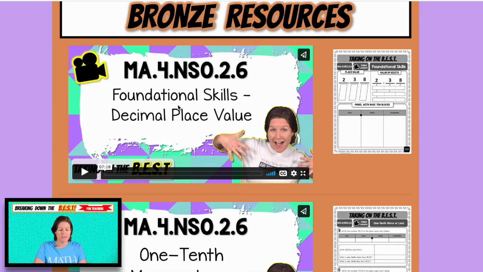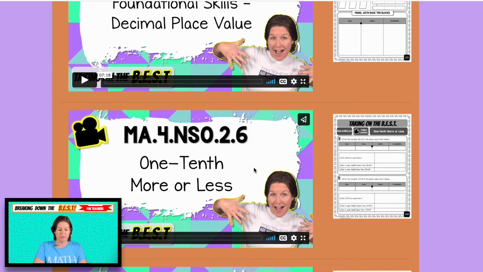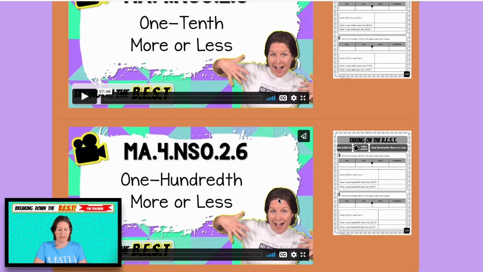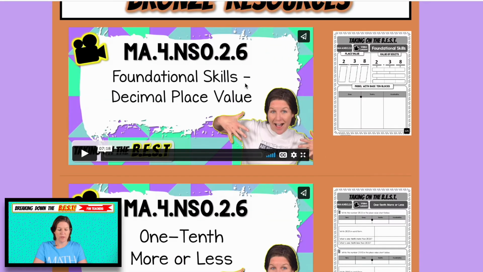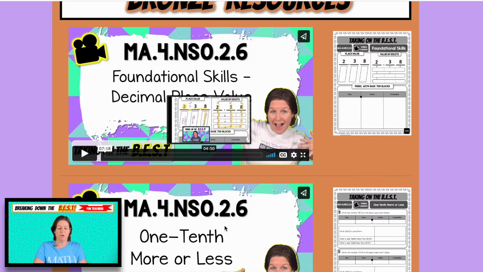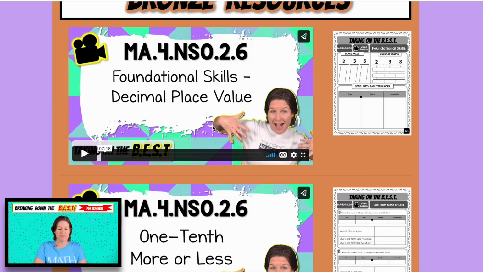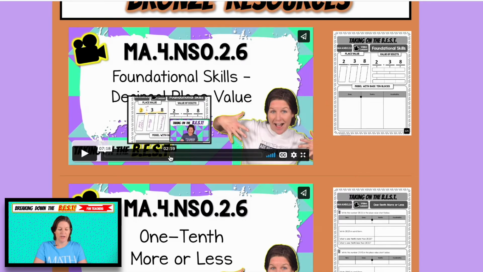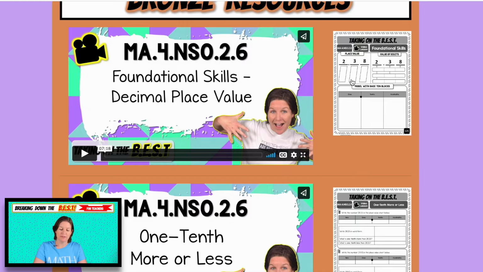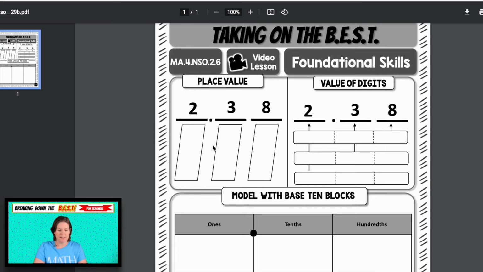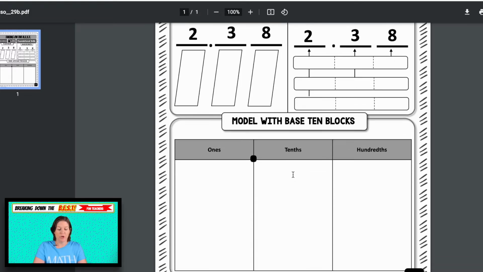So if you have access to this, you have the video lessons and the printable. Video lesson and printable, video lesson and printable right there. So in this one, before we even jump into 1/10 more or less, we take some time here to get these foundational skills going, where we're modeling the different place values. We're identifying the places that these numbers are in. We're talking about the value that those digits are in. And then we're also modeling this using base 10 blocks so you can start to practice using that, okay?